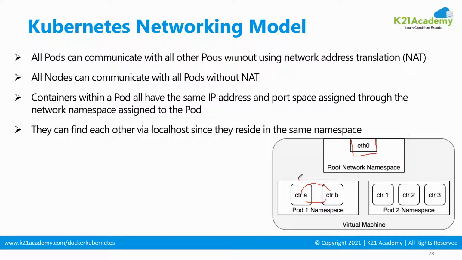So if the service inside this container is running on port number 80, and the other container is running on, let's say, port number 81, they can talk to each other by using port number 80 or port number 81. Similarly here also, if there are three containers, they will talk to each other by using localhost, right? So containers within a pod all have the same IP address and port space assigned through the network namespace assigned to the pod. They can find each other via localhost since they reside in the same namespace, right?